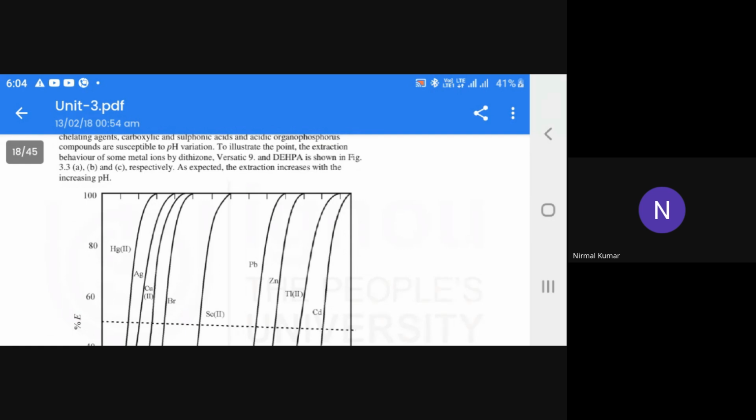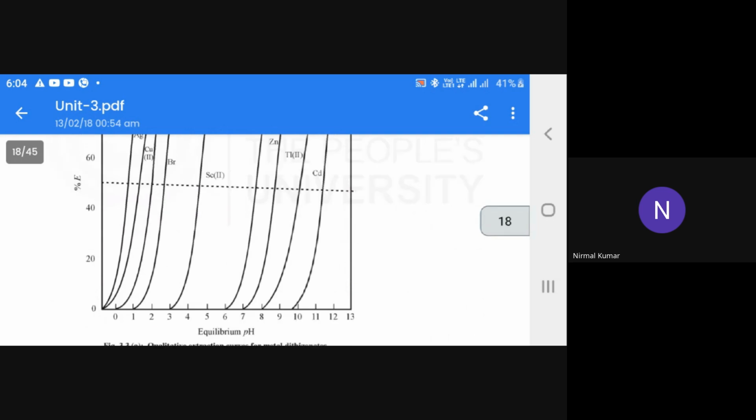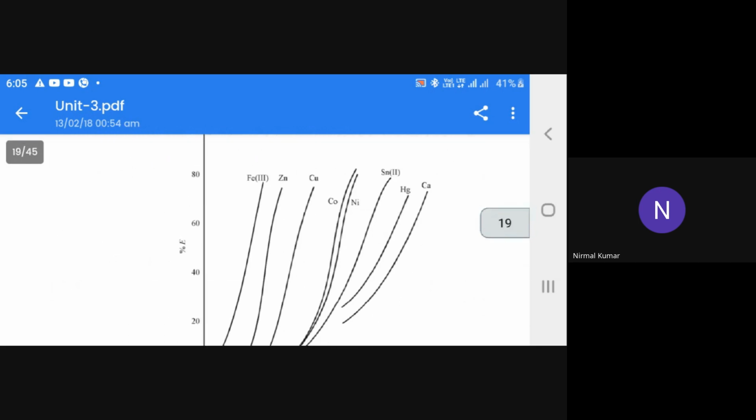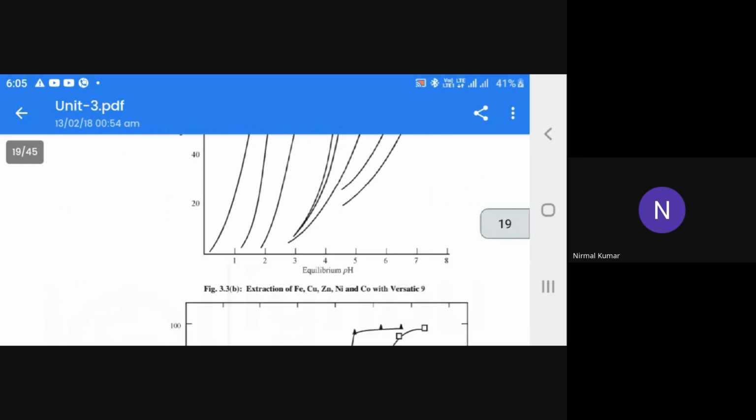So with equilibrium pH, you can say here pH in the aqueous. So when I am discussing pH, this is relating to the aqueous phase. It necessarily means the equilibrium pH, that is, the pH attained after the two phases have been contacted to equilibrium. So the graphs show the effect of pH on different metals, percentage extraction with equilibrium pH, extraction of iron, copper, zinc, nickel, and cobalt with Versatic 9, that is the ligand which we are using, which will form the complex.